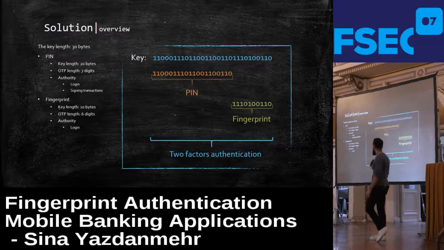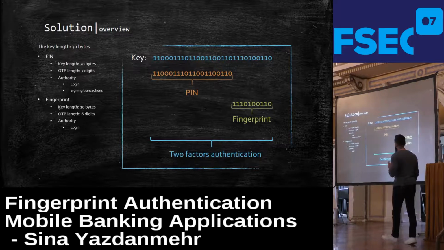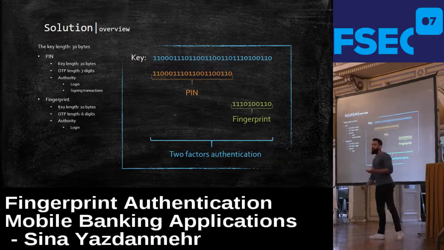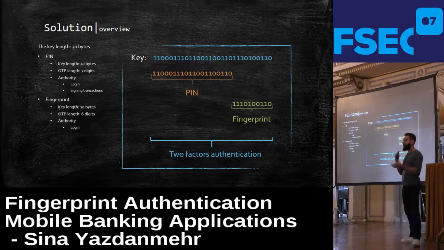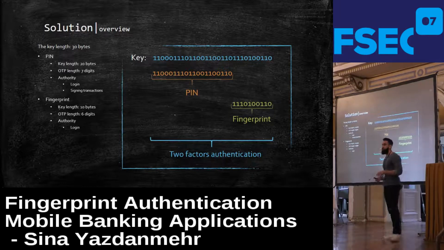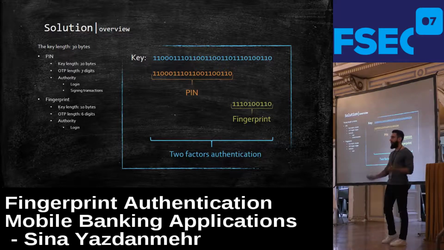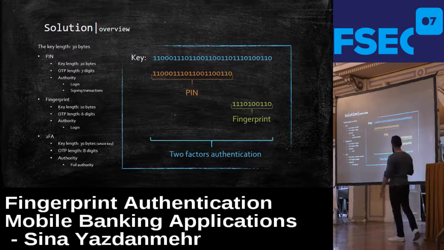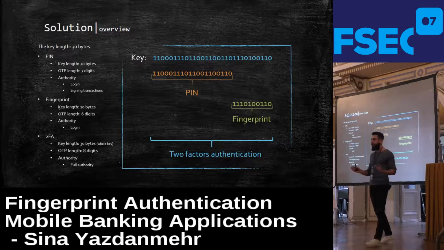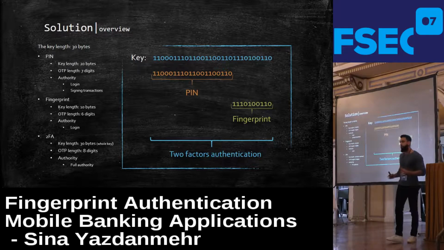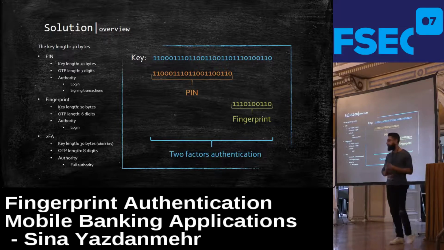If the user wants to just use the fingerprint, the OTP length will be 6 digits, 10 bytes of secret key will be used, and the user can just log into the system. That means by fingerprint authentication, the user will be able to just, for example, check the account balance, check the reports and stuff like that, and cannot make any transaction or sign transactions. And if the user uses two-factor authentication, the whole secret key will be used, the OTP length will be 8 digits, and the user will have full authority to do everything the mobile banking application is able to do.